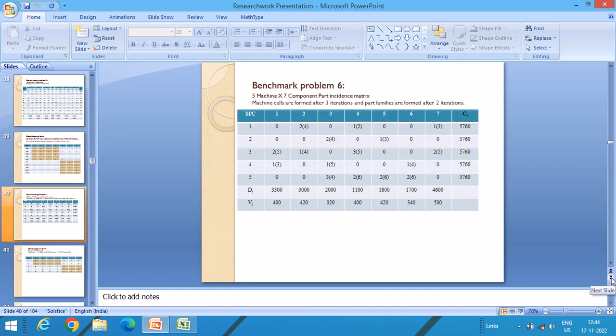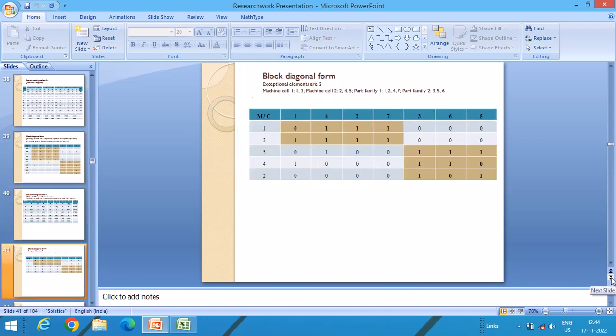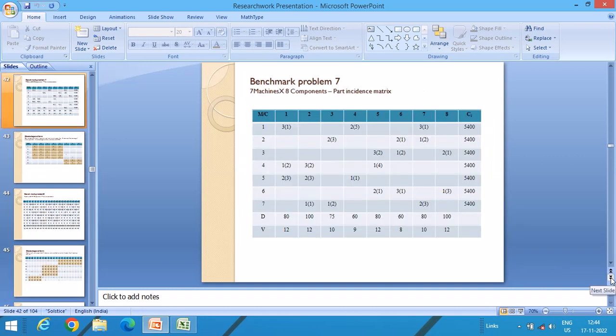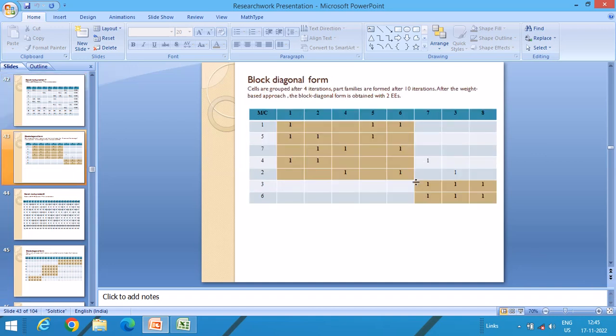In problem 6, 5 machines 7 components problem. So we have got 2 clusters and 2 exceptional elements. So in the problem 7 machines 8 components problem, we have got 2 clusters with 2 exceptional elements. So here cells are formed after 4 iterations and families are formed after 10 iterations.